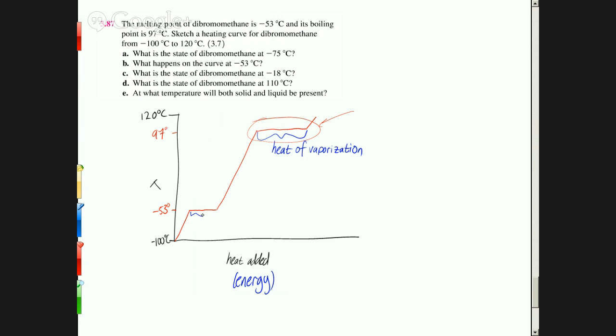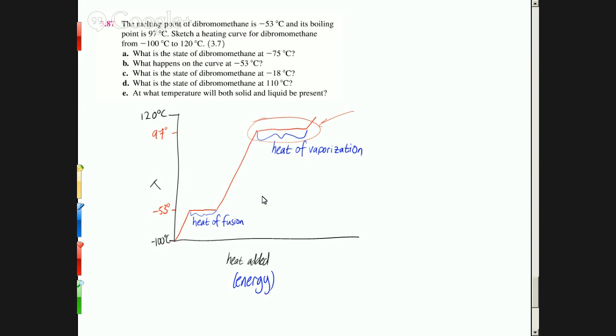What about down here? What tells us this distance in energy, this amount of energy? What's that quantity called? It's another heat of something. Fusion? Heat of fusion or heat of melting. That's the amount of energy it takes to melt something. So it doesn't really matter how long they are, I guess. Well, not in this kind of a question because we're not given that information.